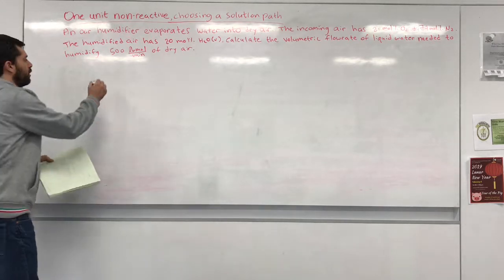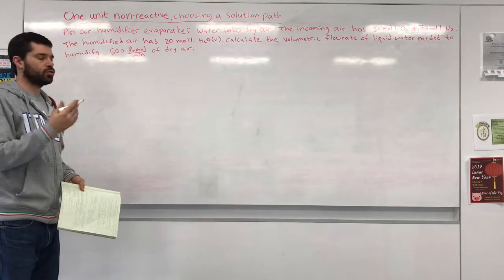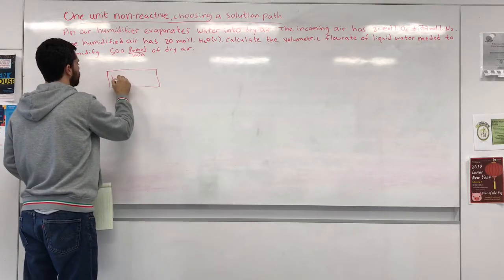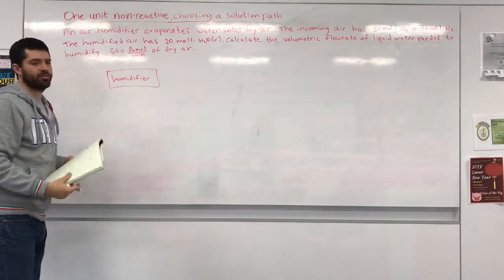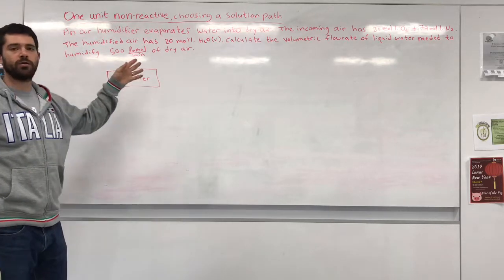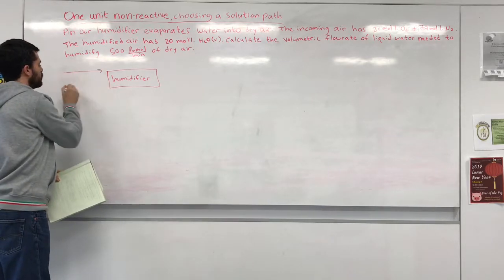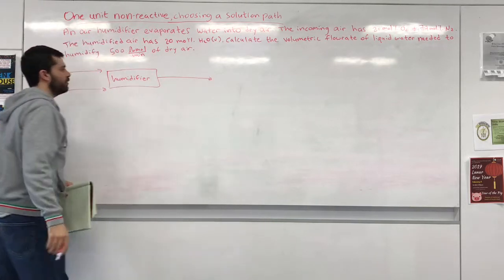So first we'll draw our humidifier. First thing is we'll draw out our system. So we have a humidifier. And we're told we have two streams coming in, right? We have a dry air stream and we have liquid water that gets evaporated. So two streams going in and one stream of humidified air coming out.